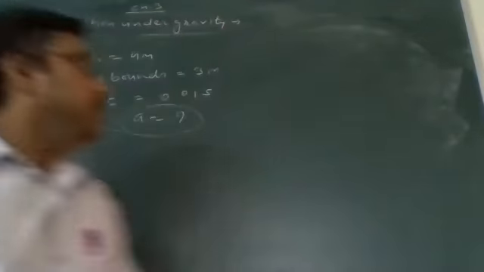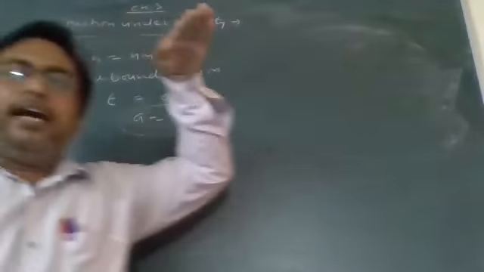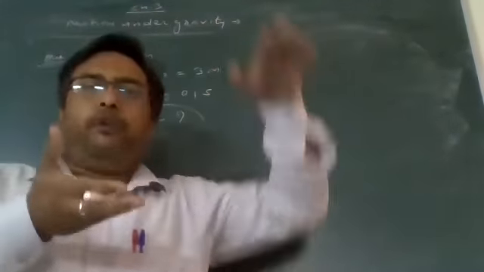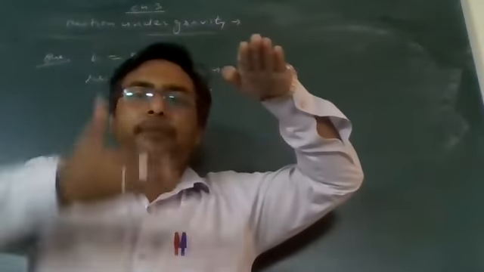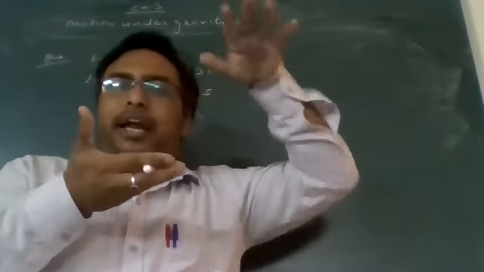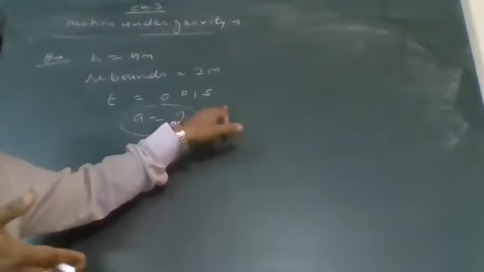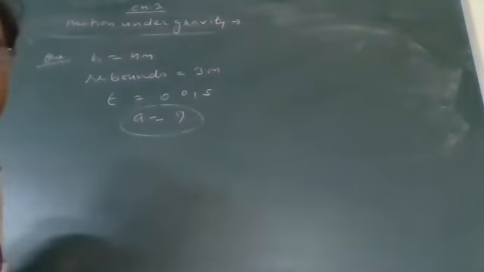I'm repeating the question. A tennis ball is dropped from a height of 4 meters on the floor. It rebounds up to a height of 3 meters. The ball is dropped from a height of 4, but after rebounding it reaches 3 meters. And the contact time between the ball and the floor is given, that is 0.01 second. You have to find out what is the average acceleration.